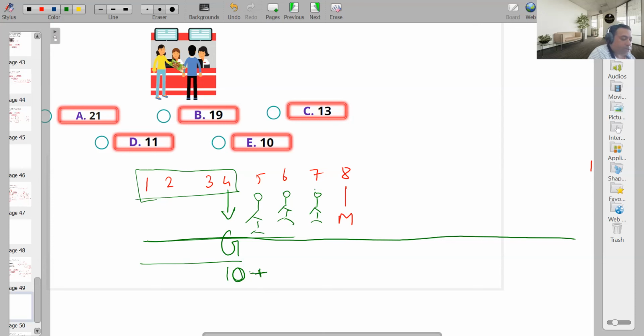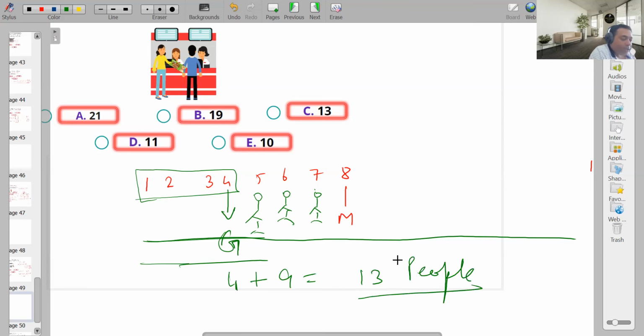So 4 plus 9. You get four people there, plus another 9. You get only 13 people. And 13 is more than 8. So there can be 13 people.